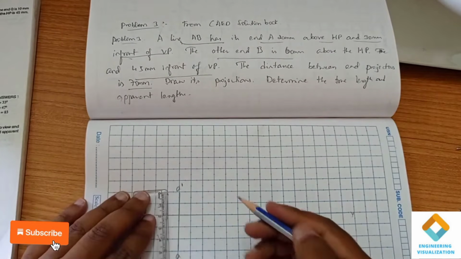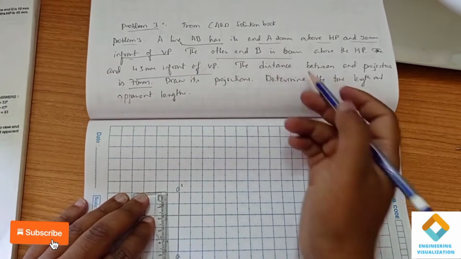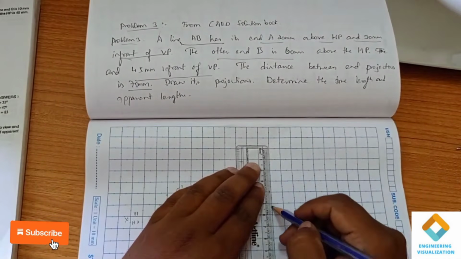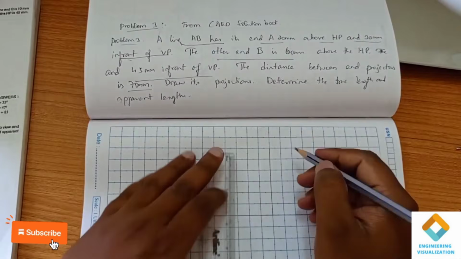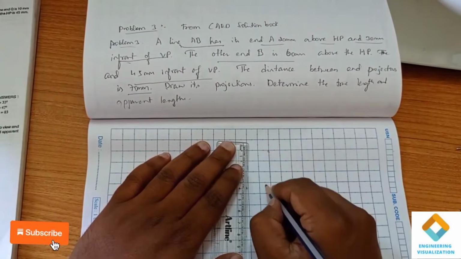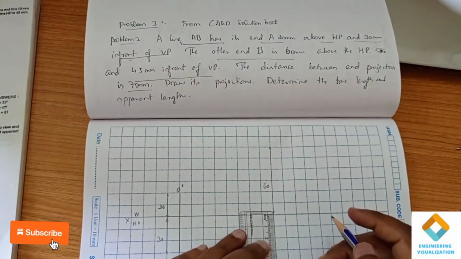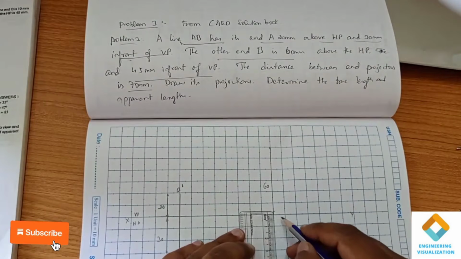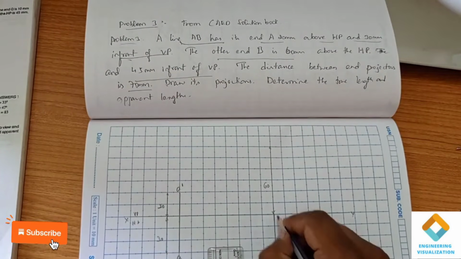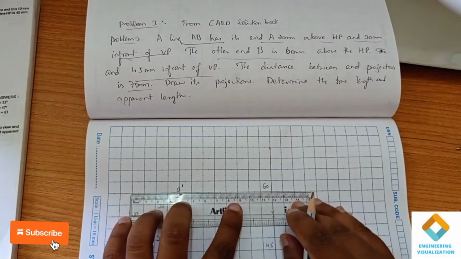And then other end is 60 mm above HP. Okay, 60 mm above HP. So that is 6 boxes. Consider 60 here, 60. So what I will do 60 it is, and here it is 45. Okay. So this it is 45. Now I am going to draw the locus lines here. Okay.